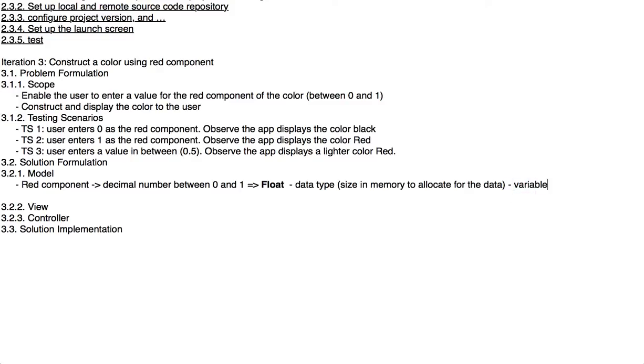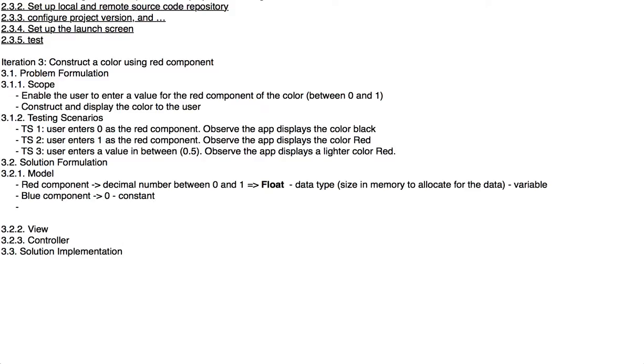It can change. Then we also need to provide a blue component, which is the same decimal number, but I actually know the value. It's 0, because I'm not using any blue component here. So this we call a constant. That's a constant because I know at the beginning of the app that this is going to be 0. At the beginning, I'm talking about this iteration. Now, I'm not thinking about the full project. I'm only thinking about iteration 3. So likewise, the green component, which also will be 0 as a constant.